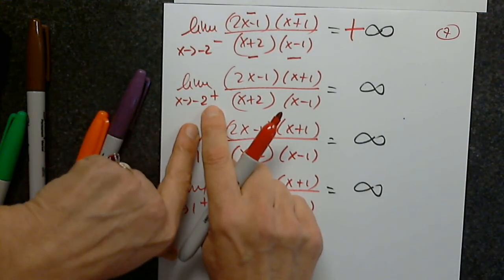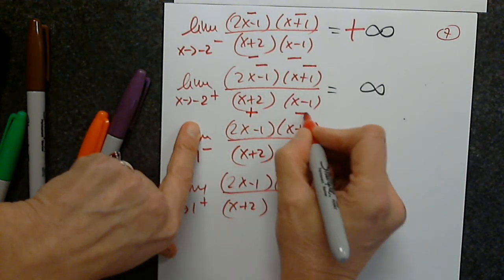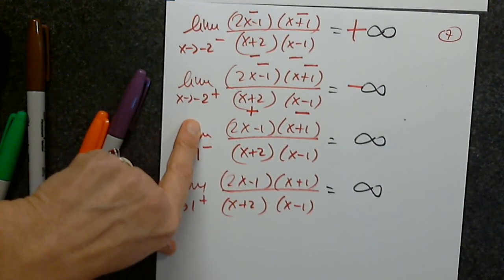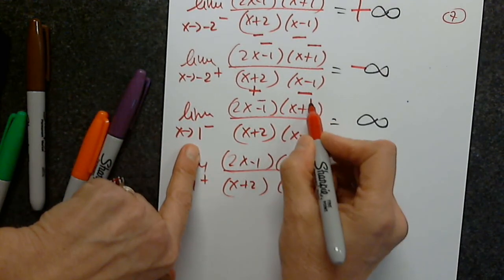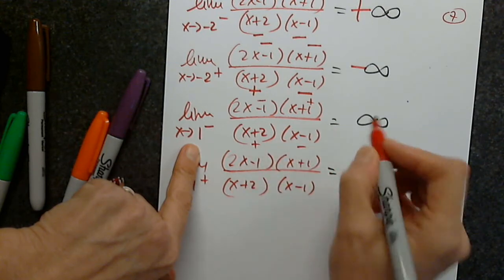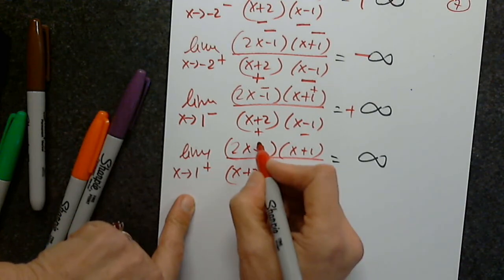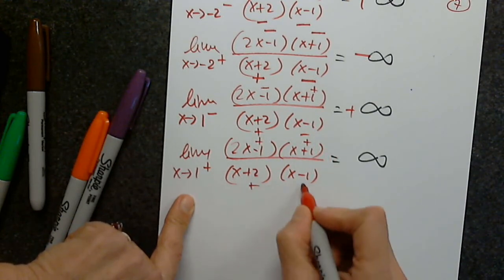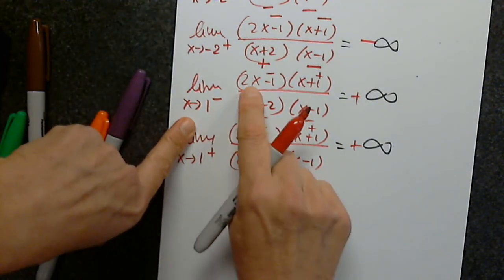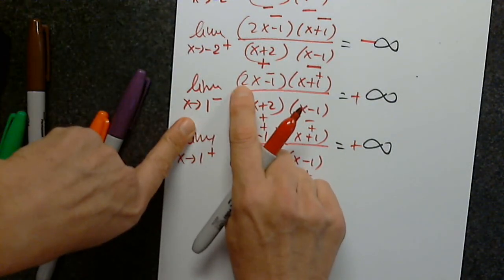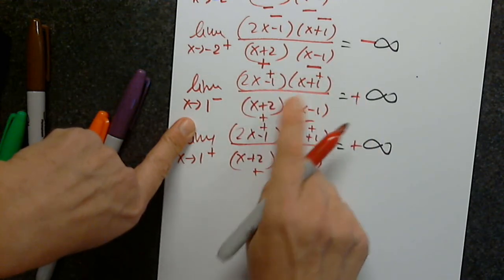Negative 2 from the right is negative 1.9. Then 0.9, and 1.1. Let me see if I have an error here. 0.9. Yes, I do have an error. So 0.9. Yes.